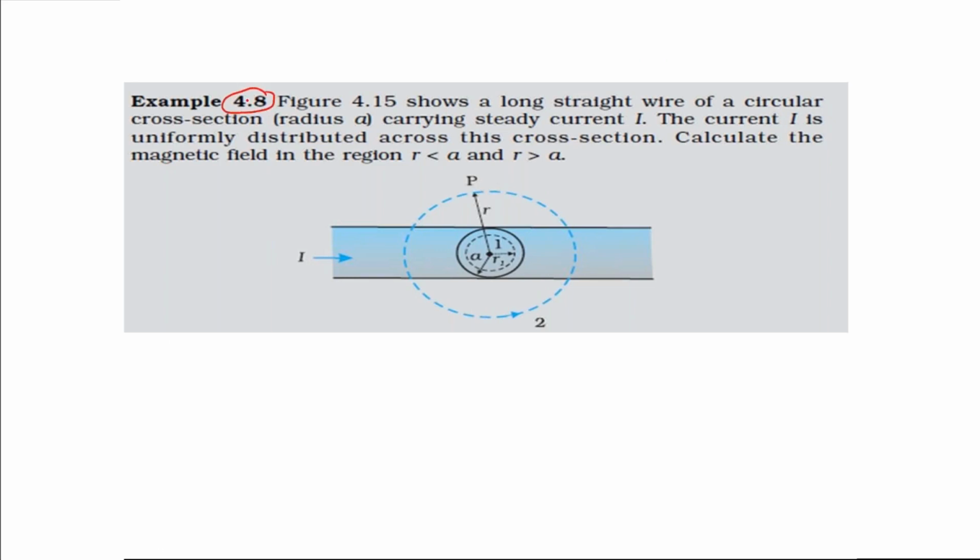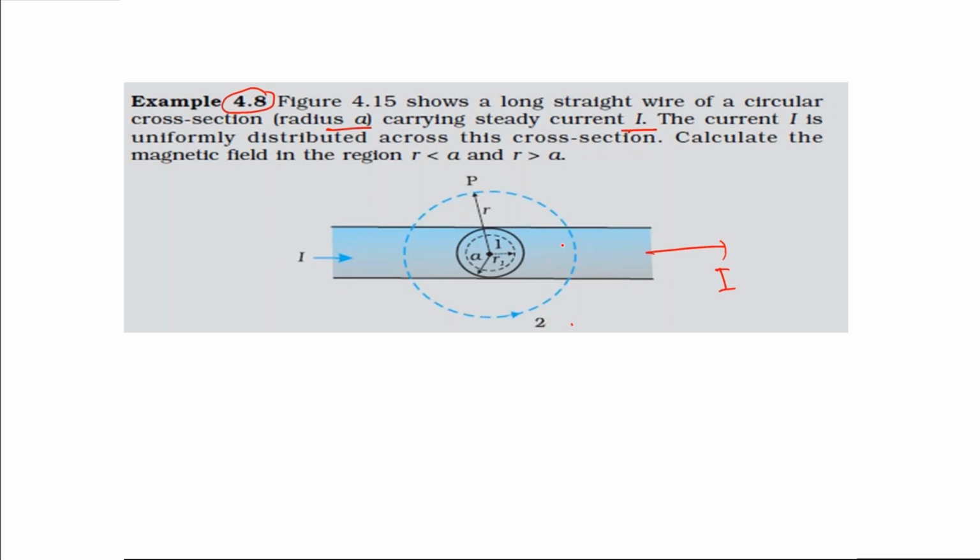This is from your NCERT textbook itself, example number 4.8. We'll apply Ampere circuital law so that we understand properly. This figure shows a long straight wire of circular cross section whose radius is A and carrying a steady current I. The current direction is given this way.